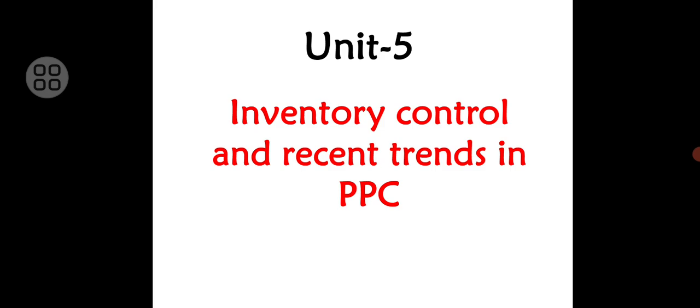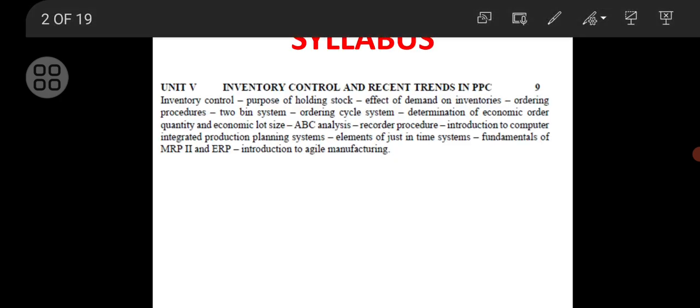Understand the concept of selective inventory control approaches. Perform ABC analysis for a given inventory problem. Describe a two-card Kanban system and understand the concept of ERP and its functions. So these are the topics we are going to discuss in the fifth unit, Inventory Control and Recent Trends in PPC. This is the syllabus of the unit.